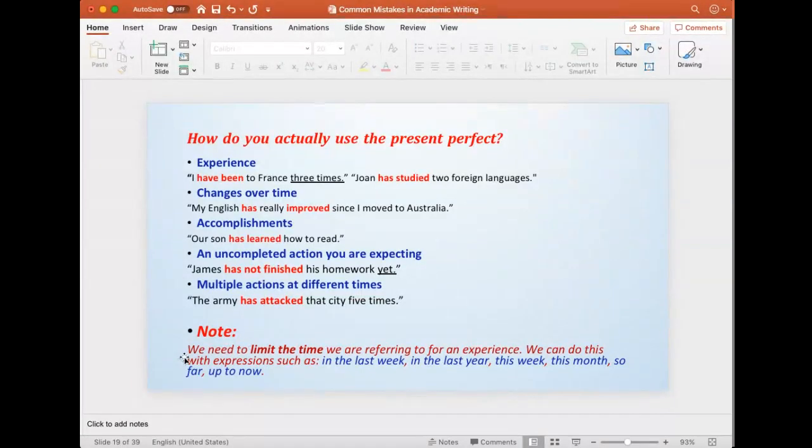All right, here is a short note. We need to limit the time we are referring to for an experience. We can do this with expressions such as in the last week, in the last year, this week, this month, so far, up to now. Okay, so you can make this time a little bit shorter, just to make a start and an end, just to make a speculation, just to try to get the listener to a specific duration.